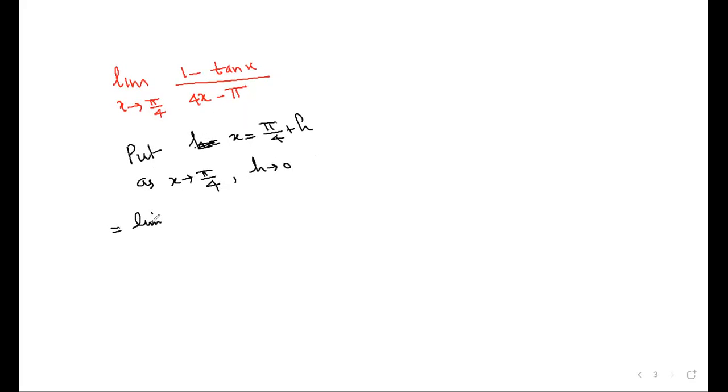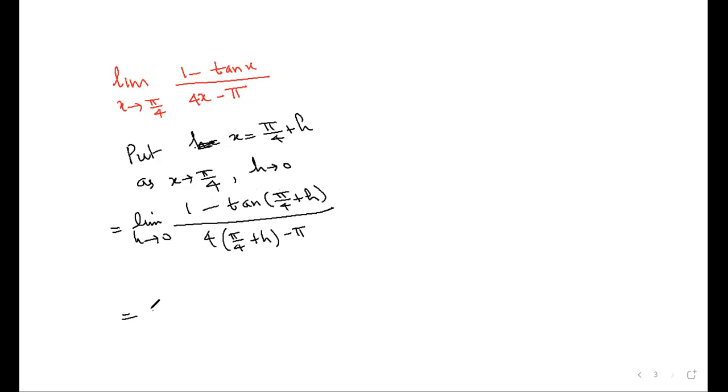So limit h tending to 0, 1 minus tan of (pi by 4 plus h) divided by 4 into (pi by 4 plus h) minus pi. Now the expansion of tan (a plus b): tan a plus tan b upon 1 minus tan a into tan b.